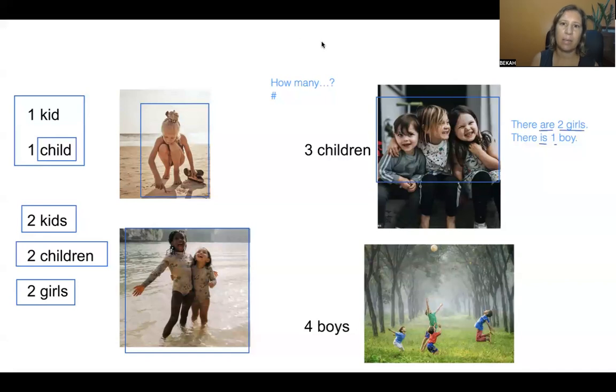Right? So I can say, there is one girl. There are two girls. How many boys are here? There are four boys. Let's practice some more questions.